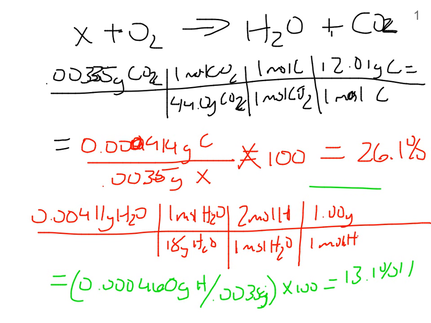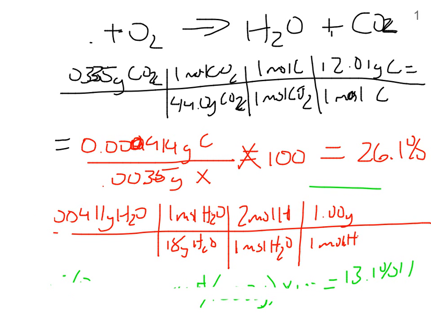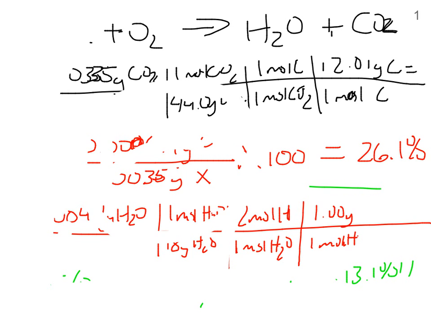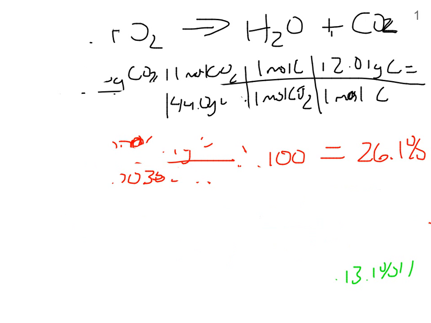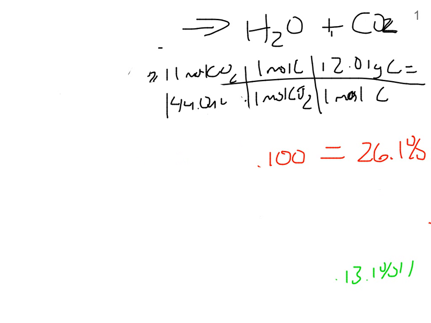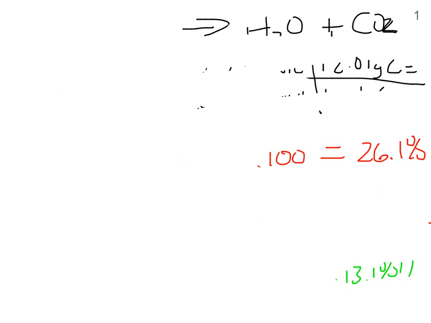Now, if there are only three things given to us, then we can immediately figure out what the percent of the last element is. If 13.1% is hydrogen and 26.1% is carbon, then I add those together and subtract them from 100, and so what do we get for our last element, which is nitrogen in this particular case? Our nitrogen then is going to be 60.8%.